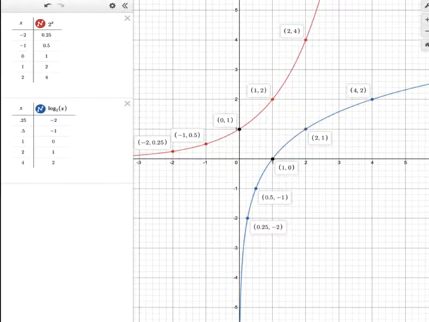Another thing to keep an eye on is the fact that as the red graph goes into the negative values of x, the blue graph goes into the negative values of y. They don't have the same exact domain and range. But what is interesting is that the range of the red graph is the domain of the blue graph, and vice versa. The domain of the red graph will end up being the range of the blue graph as well.